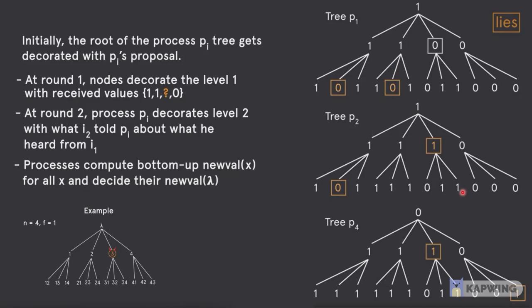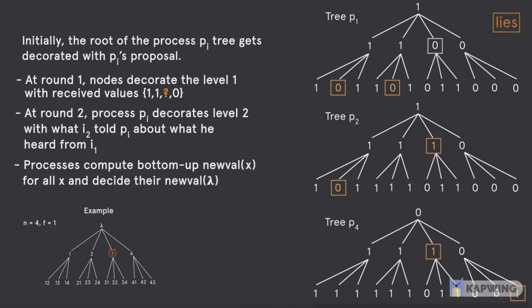In the second and the last round, each node decorates its second level with what it hears from others about the proposals they have received in round 1. Here we can see that process P3 has lied to P1 that the value it has received from P1 is in fact 0, whereas it should be 1. Here also P3 has lied that the value it has received from P2 is 0. Here P3 has lied by telling P2 that the value it has received from P1 is 0. Here the process P3 has lied that the value it has received from P4 is 1, where it should be 0.